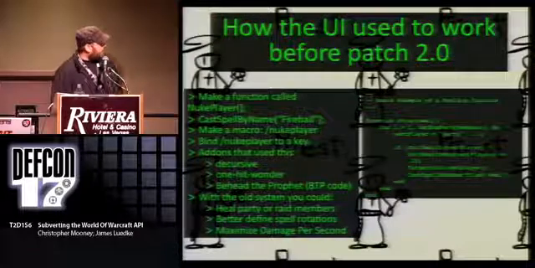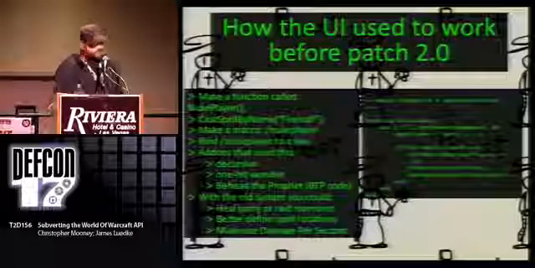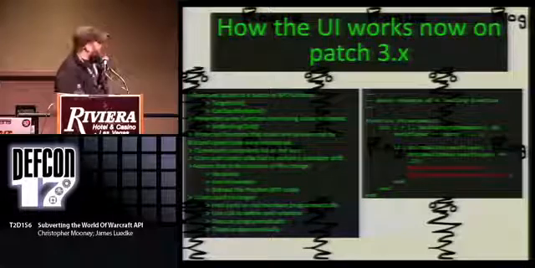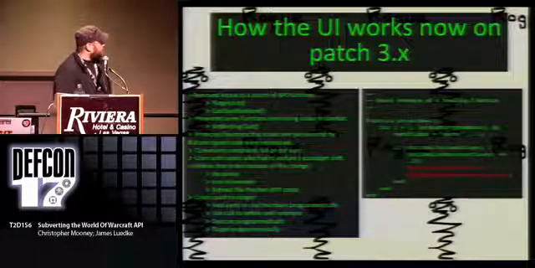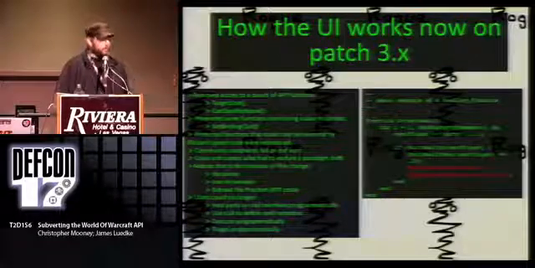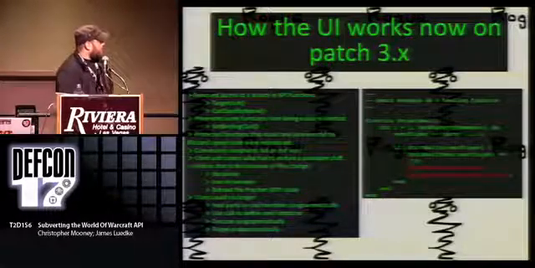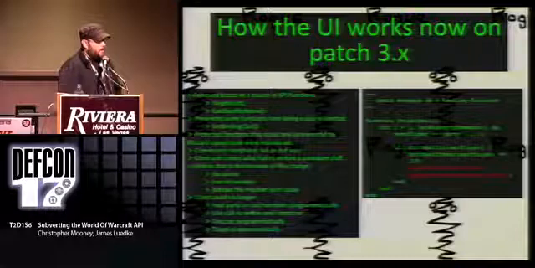Anyway, and then they decided that they didn't want people to do that. Next slide. So they removed stuff like target unit, cast spell by name to normal mortals like us, and made them protected functions.